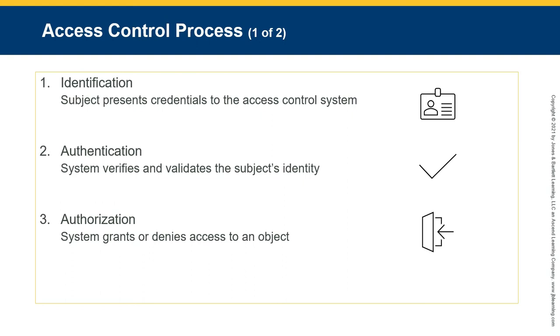And then we have authorization. If it passes the first two, it grants them access to the area that they need. No more, no less. If they don't meet the first two, then they're denied access to the object. And we try to make sure this is done across all materials.